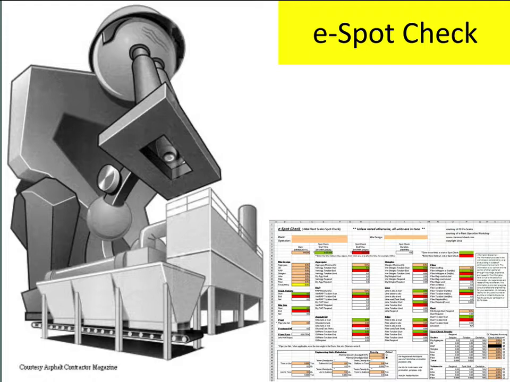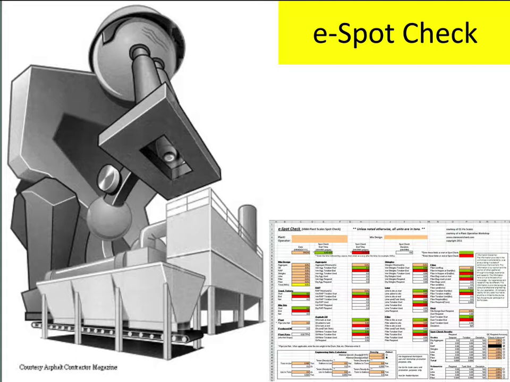We learned in Module 8, Control Systems, how the scales and meters are an integral part of the control system. This eSpotCheck spreadsheet not only documents what the scales are reading, but automatically calculates their accuracies in relation to all the other scales and required set points.